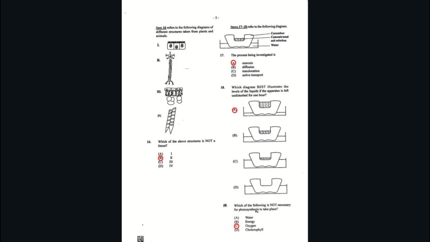Good. Anyways, let's move on to 17 and 18. So we have this diagram here. We have the cucumber, concentrated salt solution, and we have water. So the process being investigated is osmosis. How do we know that it is osmosis, right? Why wasn't it translocation? Why wasn't it active transport, right? These are different processes, but the biggest indicator that tells you this is osmosis is the fact that there is water involved.